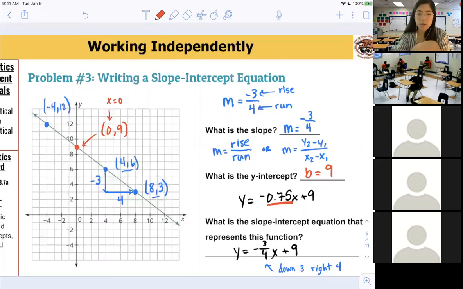So either one is correct, but in this case, we like to keep things as a fraction. So that's why my answer was y equals -3/4 x plus 9. Any questions on number 3?